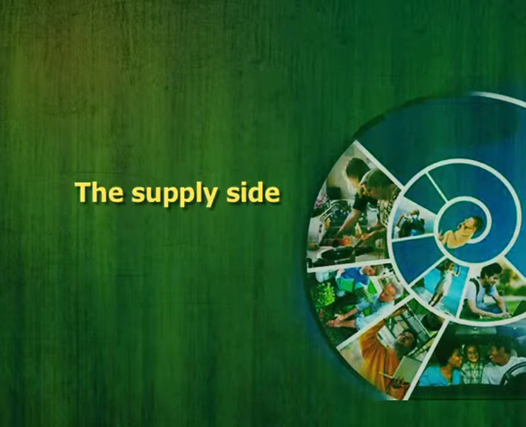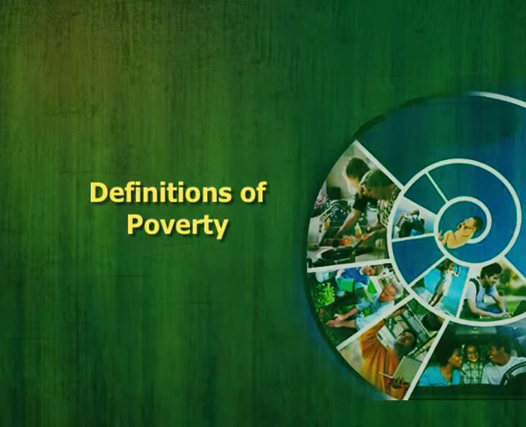Now let us look at the supply side. On the supply side of essential goods, the arrangement of production and distribution are both equally important. We will now look at the definitions of poverty.